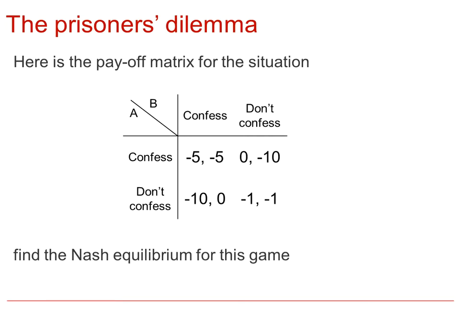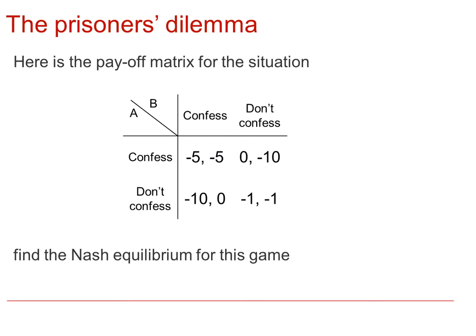So here we've set up a payoff matrix for the situation. So if they both confess, then they both get 5 years each, which is seen as a negative. If either one confesses and the other doesn't, then the one confessing gets no prison time and the other one gets 10 years. And if neither confess, then they each get 1 year. And we want to see if there's a Nash equilibrium for this game. What will the prisoners decide to do?